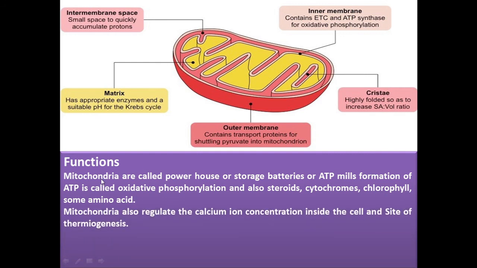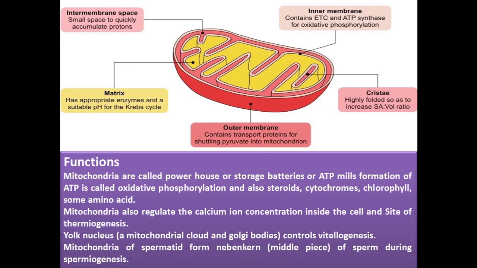They also help in synthesis of steroids, cytochromes, chlorophyll and some amino acids. Mitochondria also regulate the calcium ion concentration inside the cells. How? Because of the porins and the intermembrane potential. Now these are the site of thermogenesis. What is thermogenesis? It is heat synthesis. Mitochondria help in ATP synthesis, and that's why they help in thermogenesis, the production of heat.